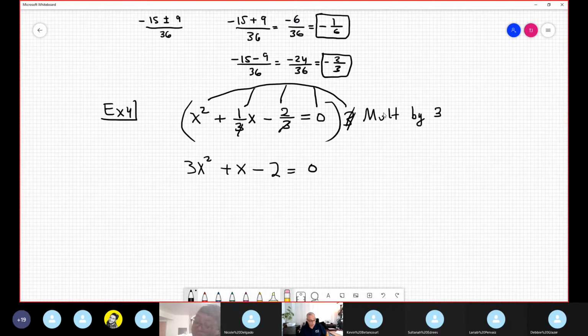Wow. And this equation is equivalent to the original equation. Equivalent is 100% true. It's the same, but more clear. Express it using only whole numbers, integers, positive or negative, it doesn't matter. And you now determine who is A, B, C in the new one. A is 3, B is 1, and C is negative 2. And you apply one more time the quadratic formula.